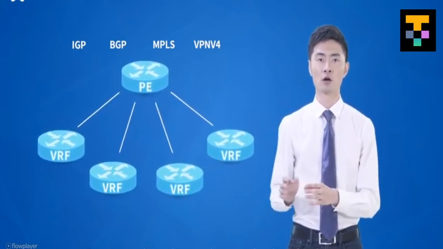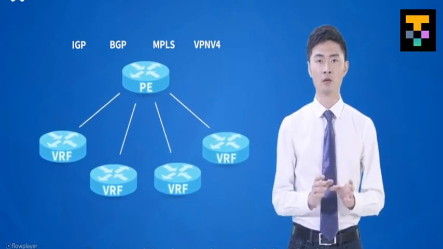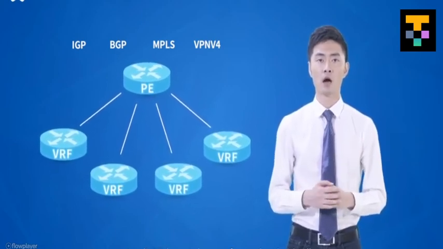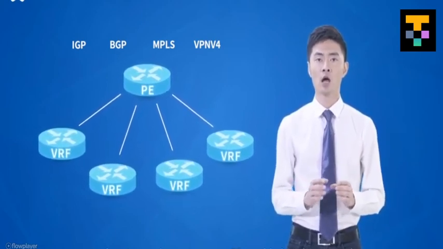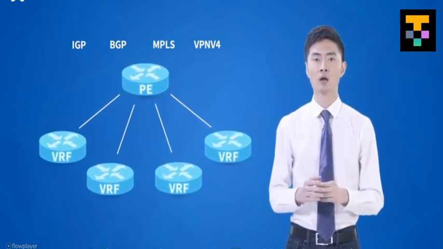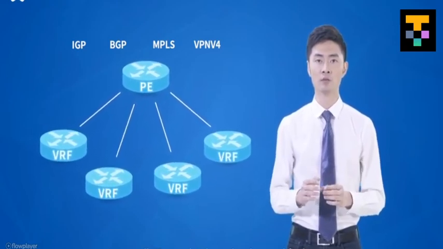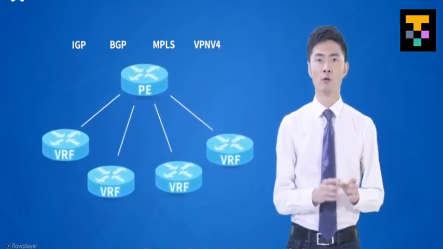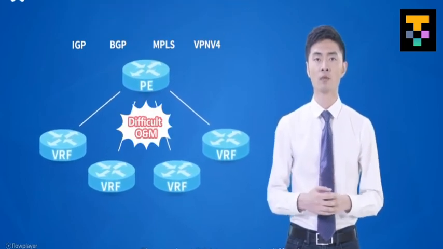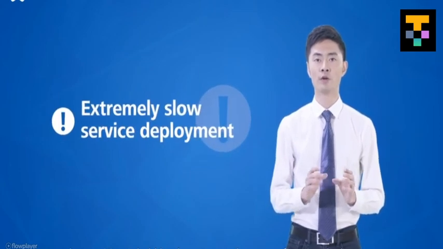Because traditional networks use a distributed architecture, each PE has to be configured individually. Furthermore, whenever a new PE is added to the network, all PEs involved need to be modified. This makes O&M extremely difficult. The multitude of protocols and commands on IP networks actually isn't the biggest pain point for enterprises. That position is held by the extreme slowness of service deployment.